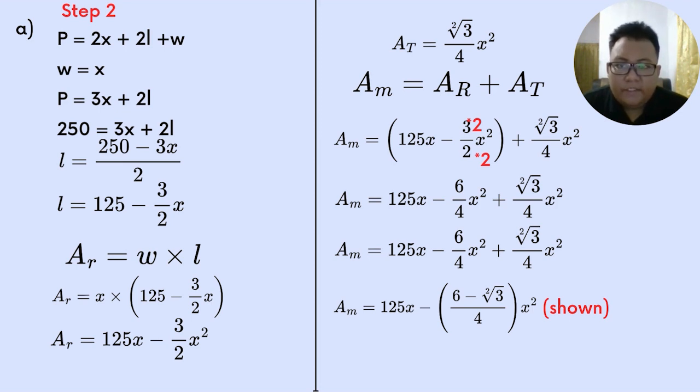The area of the rectangle is given by width times length, which will become x times the L above. And the final equation is 125x minus 3 over 2 x square, and the area of the triangle is square root of 3 over 4 x square. Area of the mirror is given by area of the rectangle plus area of the triangle. So in order to simplify it, we will have to multiply the numerator and denominator by 2 to make it equal to 4. And after that, we can simplify it to make it similar to the question. So the equation is shown.